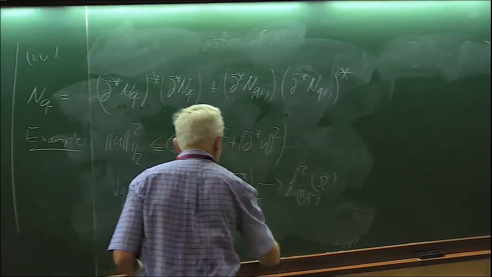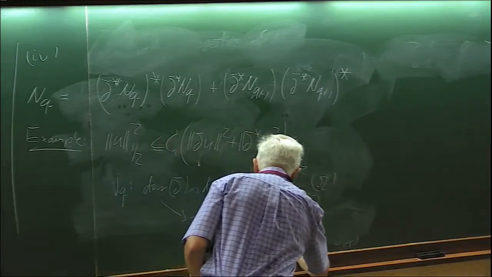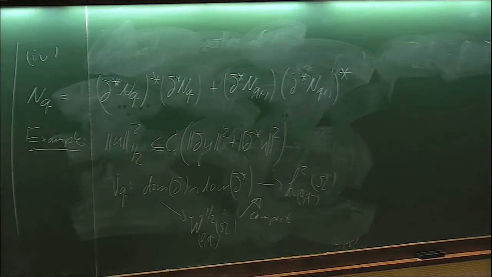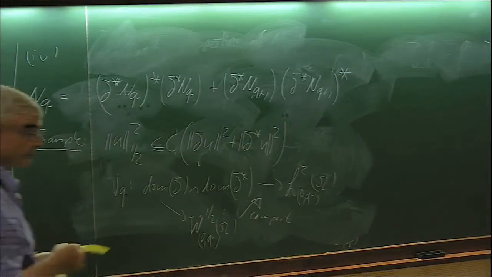And so the map from W^{1,2} into L2 is compact. And so JQ is compact, and we're done.